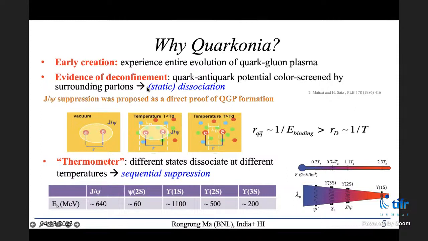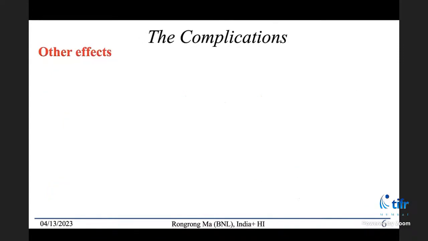That's how we go from evidence of QGP formation to one step further, trying to study the properties of the QGP. That's essentially the final goal of the field. We really want to figure out how the QGP behaves. I think these ideas are very nice, but of course, over the years, we realized there are actually many complications to the quarkonium measurements, which make it quite complicated to interpret the results.